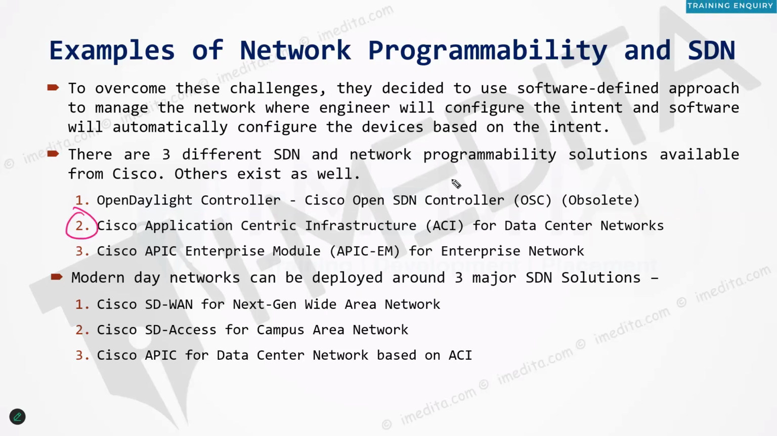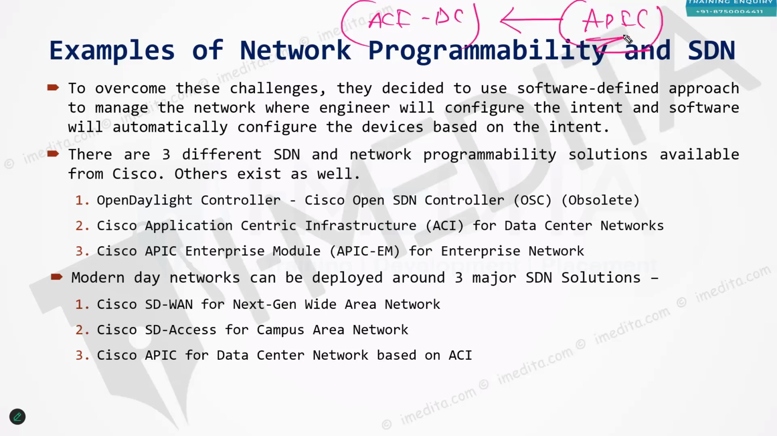In the data center infrastructure, there is ACI, Application Centric Infrastructure for the data center. Build the data center around the application that it serves. Configure the data center around the application that it serves. And the controller that is responsible to manage the ACI data center was named APIC. APIC stands for Application Policy Infrastructure Controller.